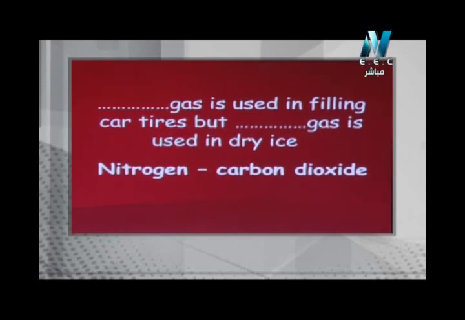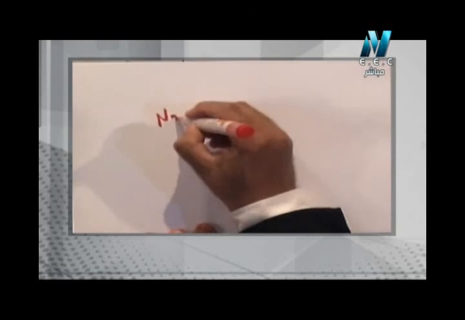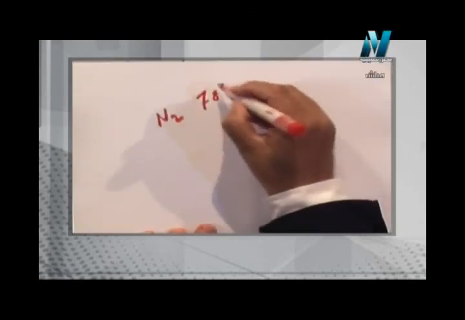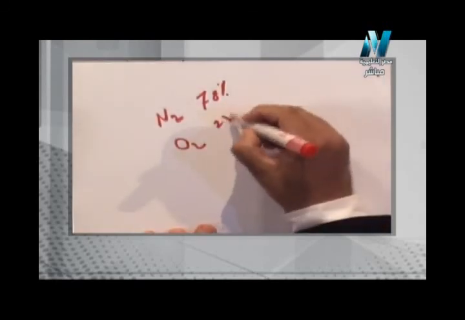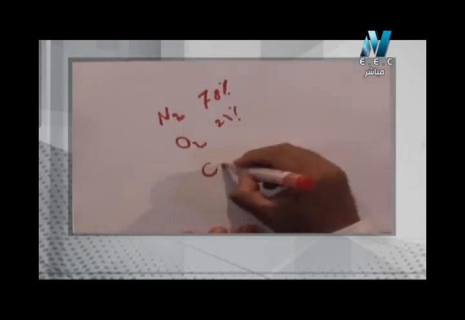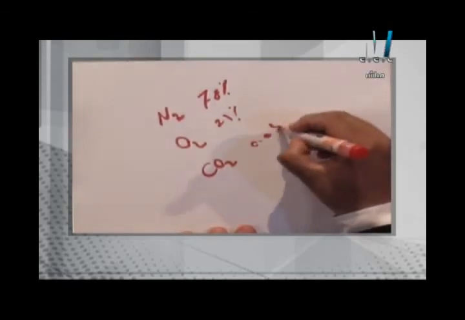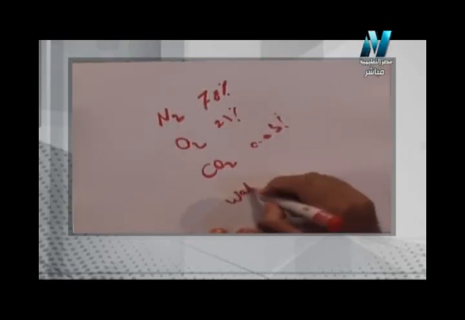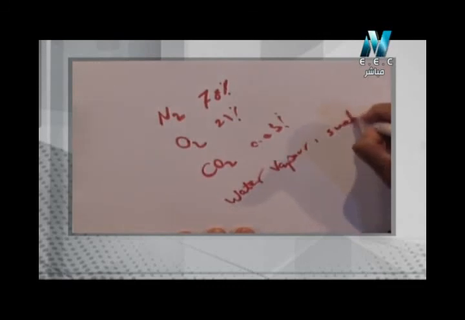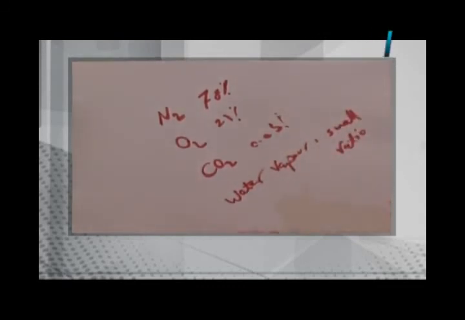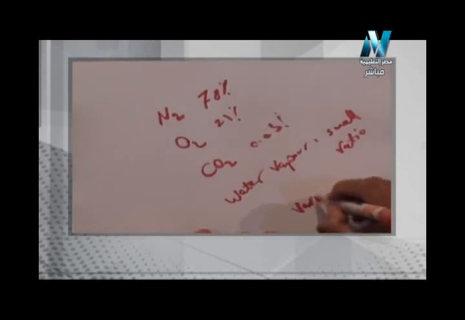We know that nitrogen is a very important gas because it has the highest percentage. Let me revise with you the percentage of each gas. Nitrogen, the biggest one, is 78%. Oxygen gas is 21%, the second gas. And the least gas, carbon dioxide, is 0.03%. So what about water vapor and other gases? Water vapor and other gases have a small ratio, and it is variable because they are not fixed on all the days of the year.